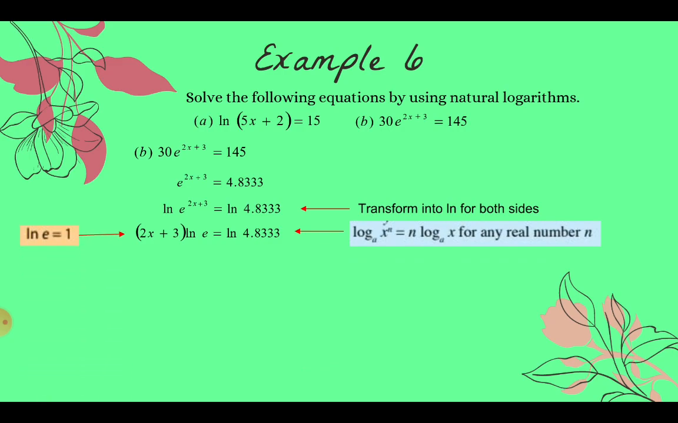What is the value of ln e? ln e is equal to 1. So basically we said that 2x plus 3 is equals to ln 4.8333. So 2x is equals to ln 4.8333 minus 3. So we have our x is actually equals to negative 0.171222.